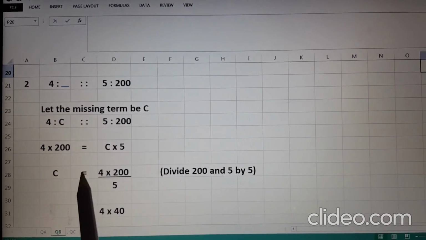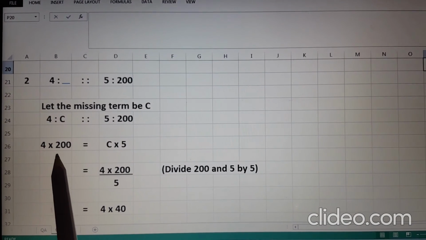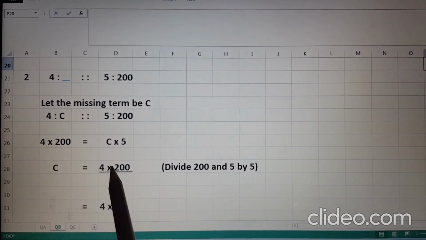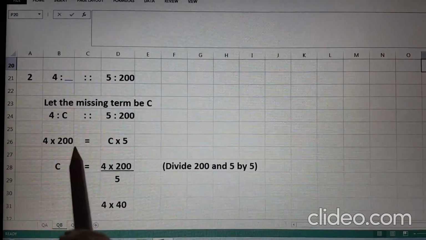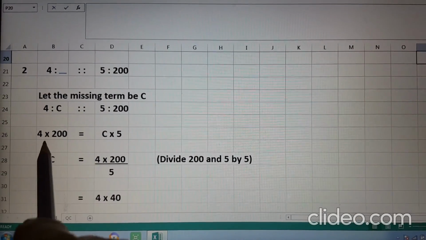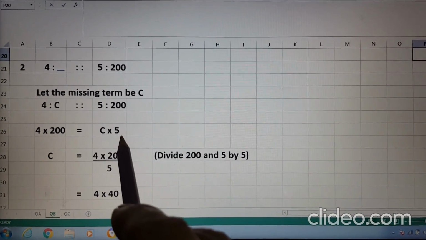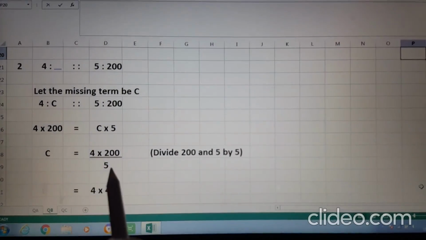जो मिसिंग टर्म है उसको ले आइए ऑन द लेफ्ट साइड ऑफ द इक्वेशन. प्रोडक्ट ऑफ एक्सट्रीम्स एज इट इज आप यहां पे लिखेंगे, 4 into 200. These two terms you will write as it is because these two terms are given. And here 5 is given, C is missing, so C आप यहां ले आएंगे और 5 को डिनोमिनेटर में लिख देंगे.